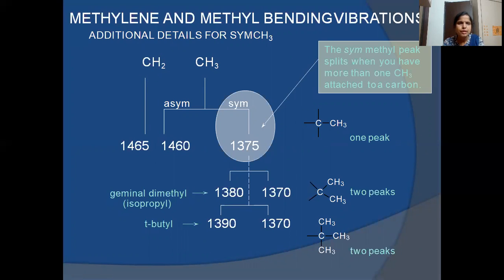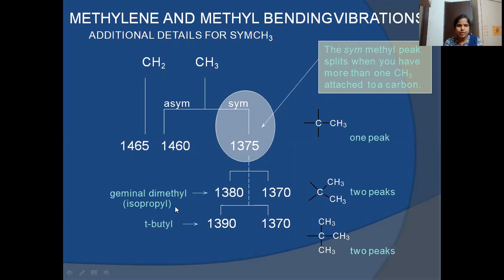Now, methylene and methyl bending vibrations. Whether the molecule has a methylene group, CH2, or a methyl group, CH3, we can check as follows. See here, this is one CH3 attached to carbon. CH2 will appear at 1465, and CH3 will show symmetric and asymmetric bending, so two bands, 1460 and 1375.